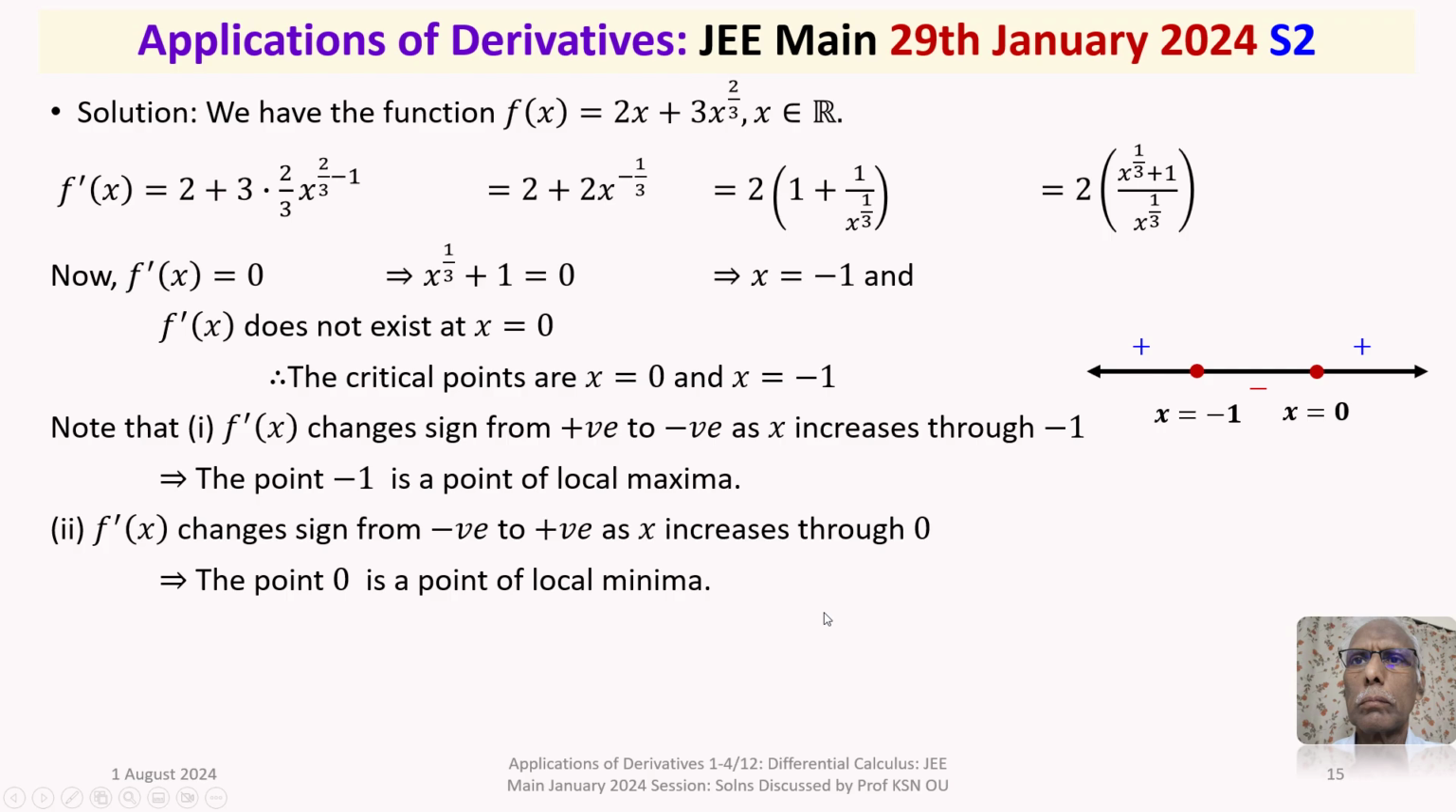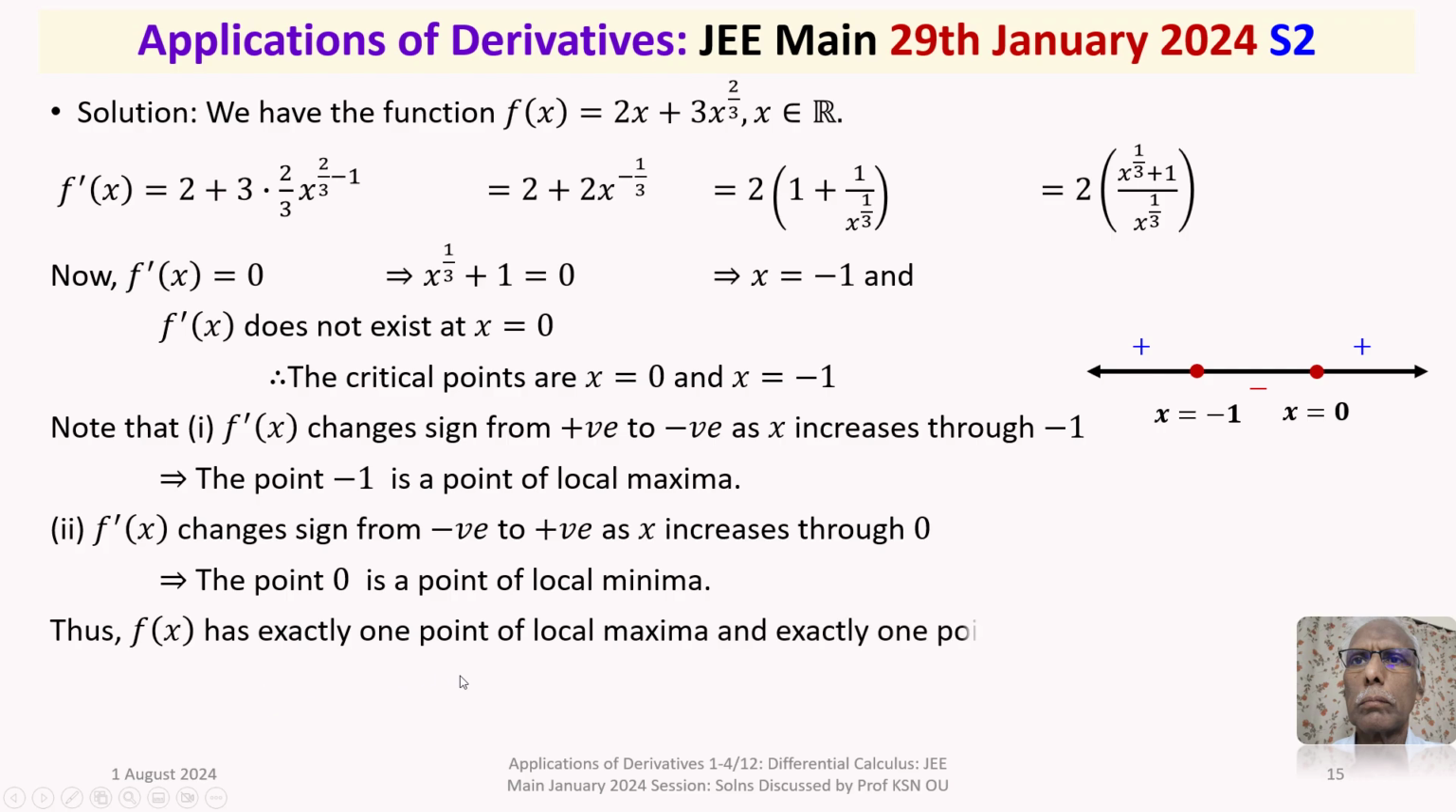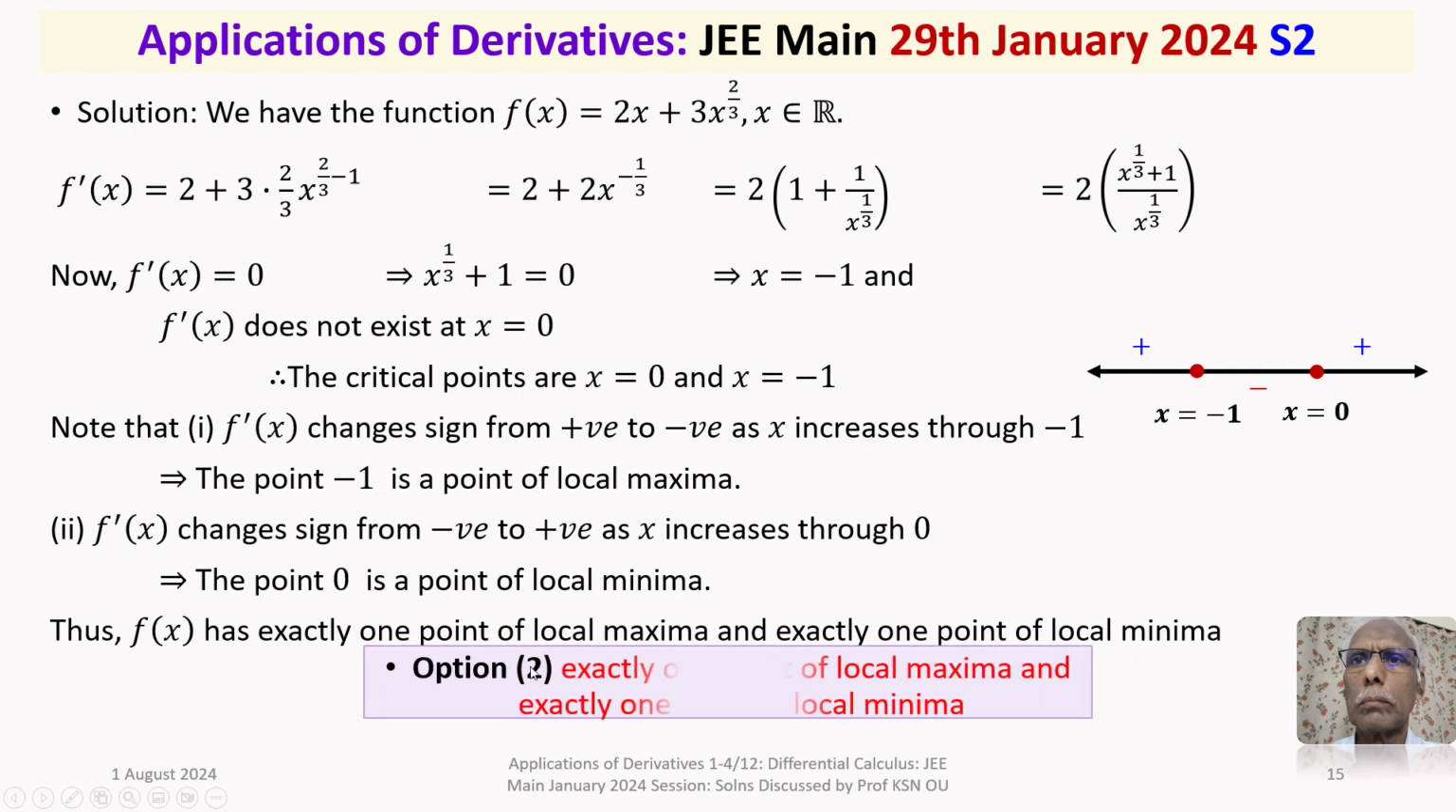So what is the conclusion? The conclusion is that f of x has exactly one point of local maxima and exactly one point of local minima. Let's look at option 2, and that says exactly one point of local maxima and exactly one point of local minima. Therefore, the answer to this question is option 2. And it is definitely a very easy question. That is the detailed discussion of the solution of this problem.